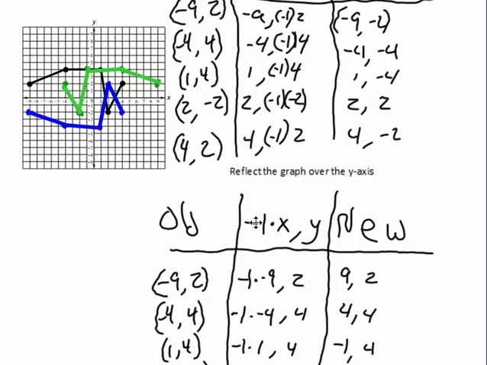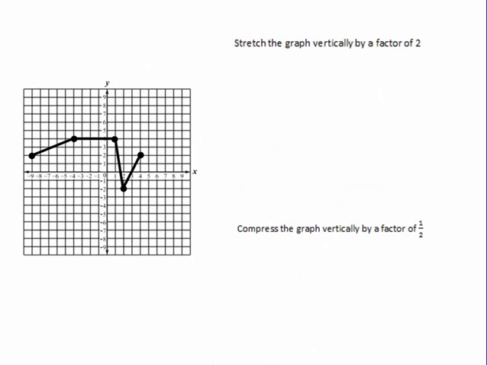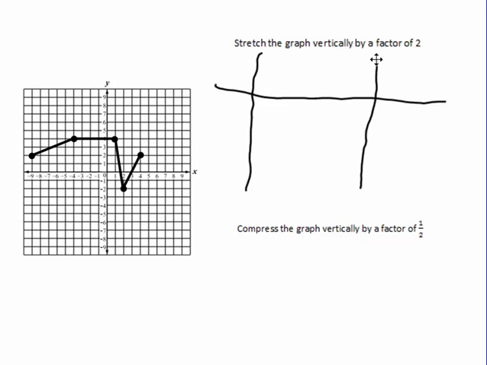Now there's two more that we have on here where we stretch the graph vertically by a factor of 2. And for that, in our chart here, vertically, our vertical values are the y values. So x doesn't change, but we're stretching by a factor of 2, so I'm going to multiply all my y values by 2. So I'm going to have 2 times y.